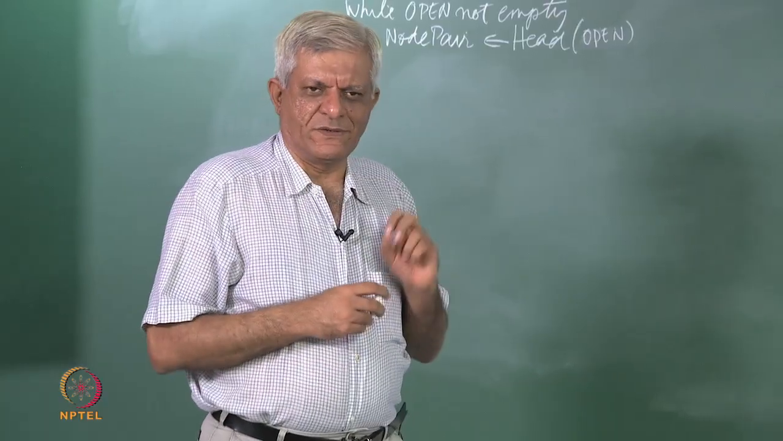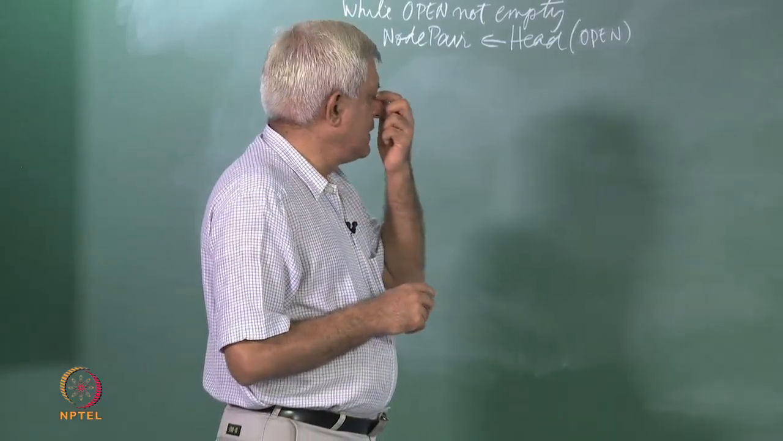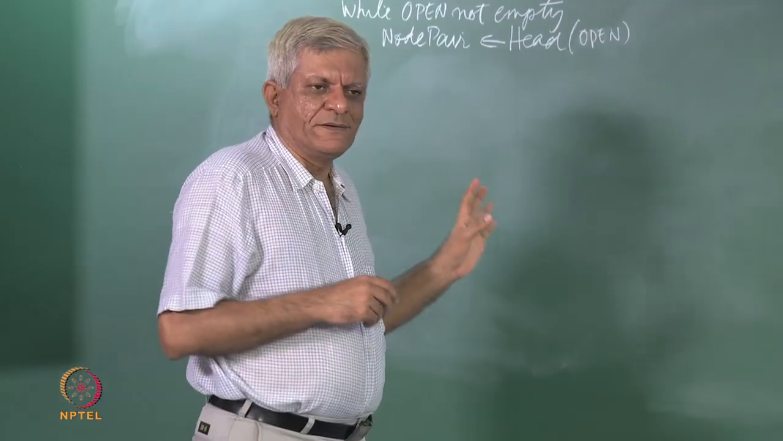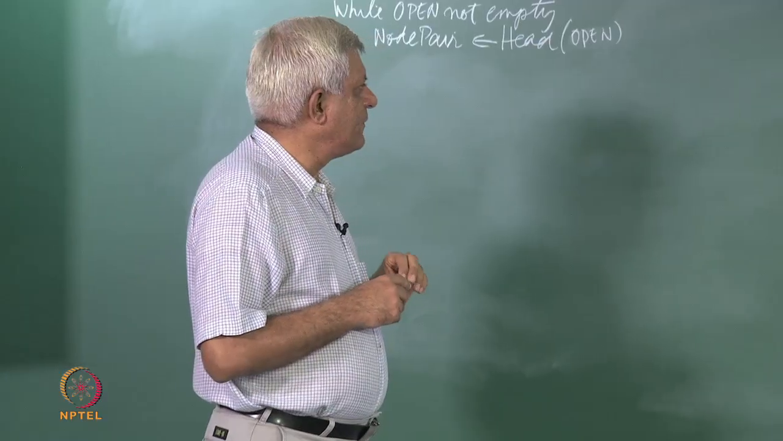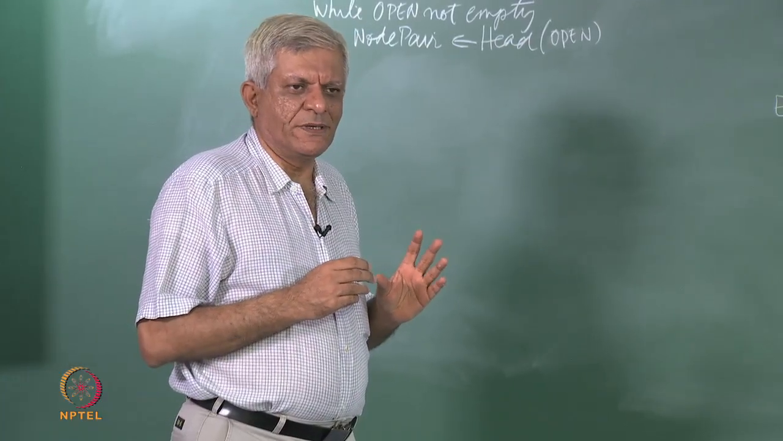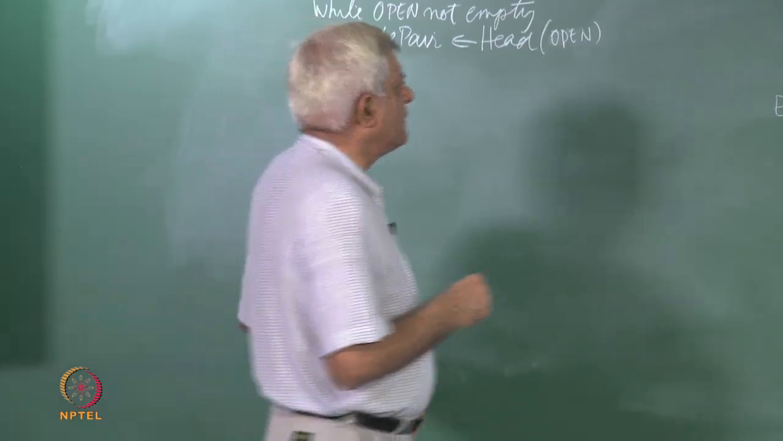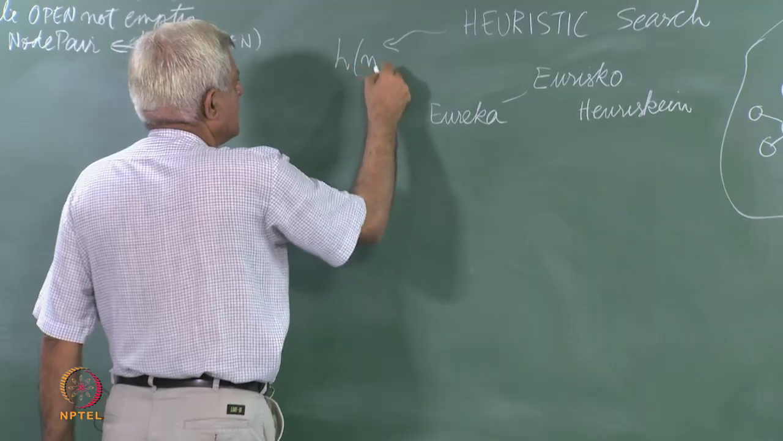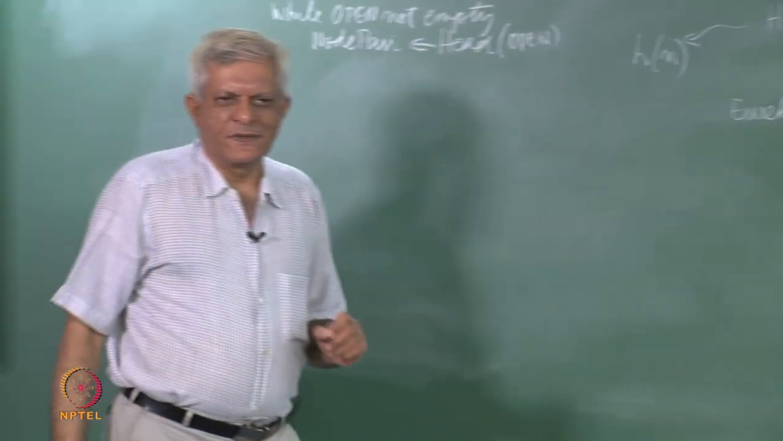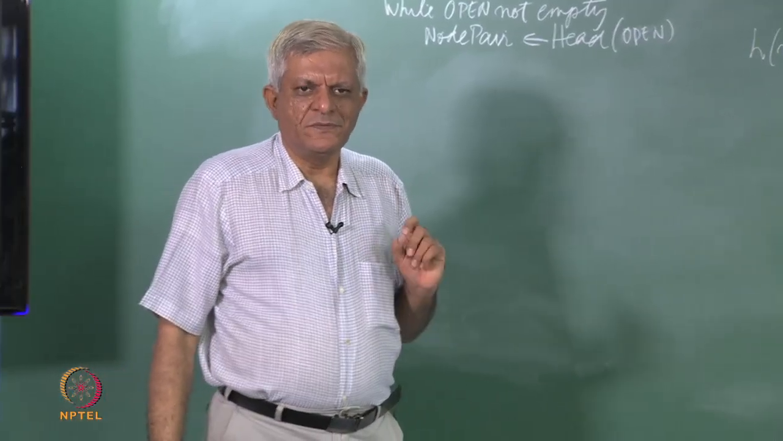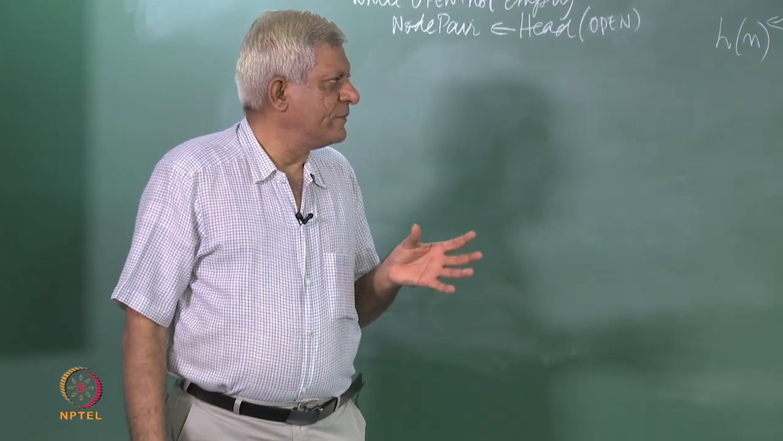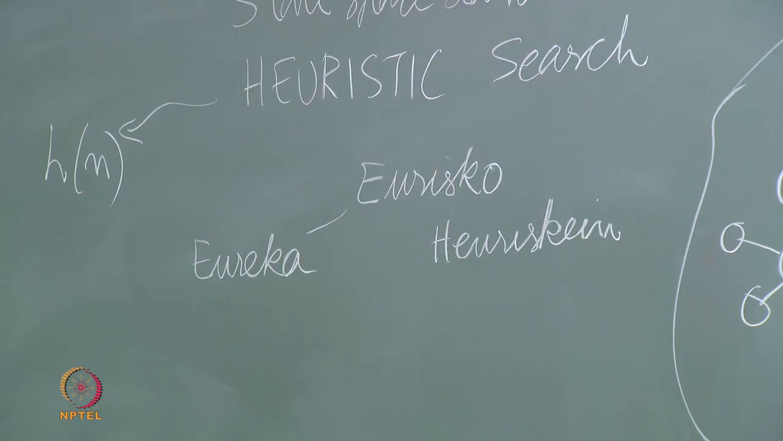So, how can we get heuristic knowledge? Let me first discuss how this heuristic knowledge would be used. We will assume that we have another function called h of n, which will take a node or a state and give a value which is a measure of, in some sense, how easy is it to go from that state to the goal state.